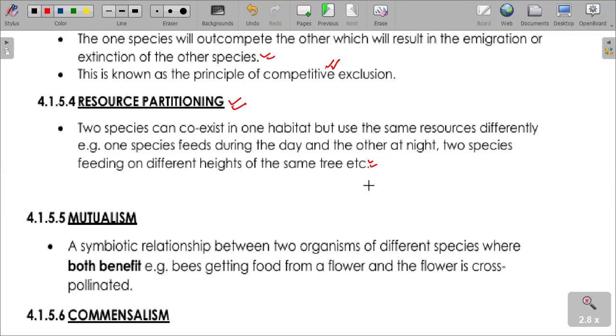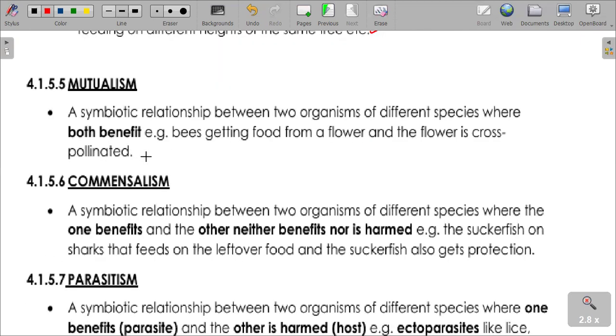In this example, I'm giving a population that feeds during the day and the other that feeds during the night, where, of course, they are living in the same habitat. We also have, for example, different feeding heights in herbivores, organisms that feed on tree leaves, others feeding on very tall trees, others on short trees. Therefore, we can define that as what? As resource partitioning.